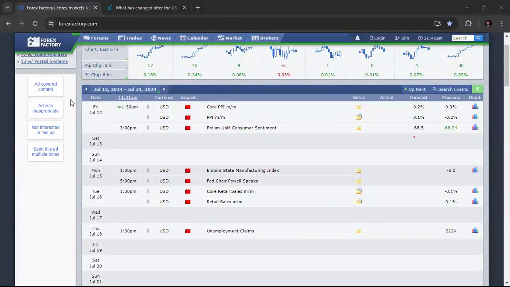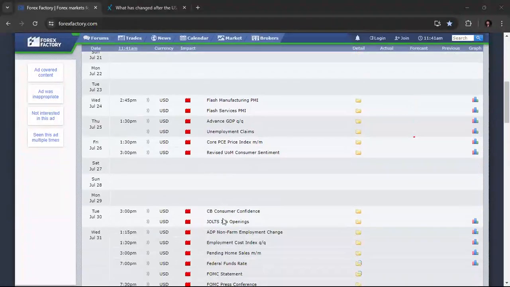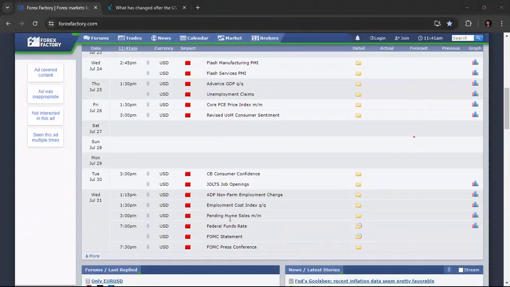If you look at this, you see some certain things, right? You can see PPI today, consumer sentiment. You see Fed Powell was speaking. You see retail sales. You can see PMIs, core PCE, consumer sentiment again. You can see FOMC, and then some other really, really key data when it comes to trading the US dollar.